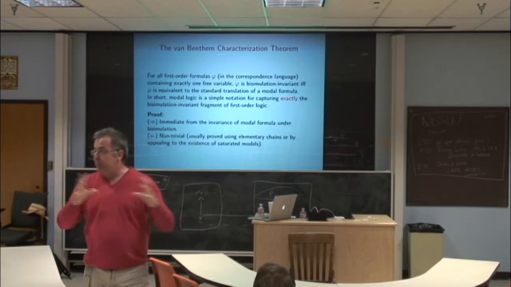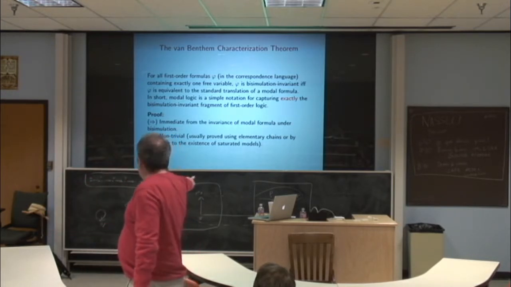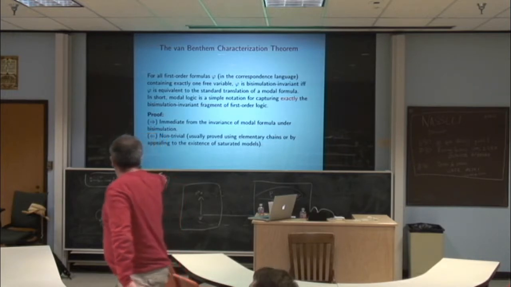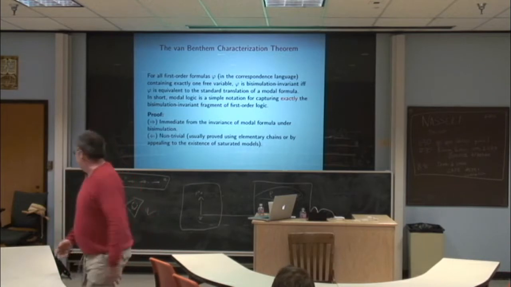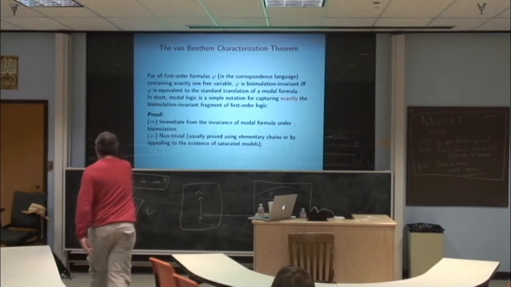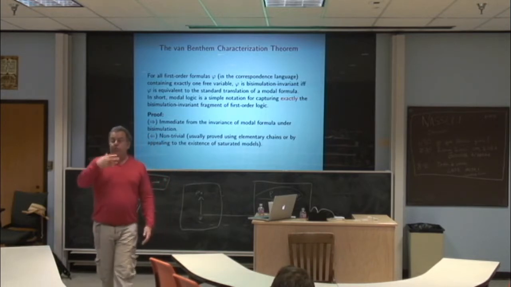To come back to our model, see, I can write down a formula in first order logic that sees the difference between these two. Okay? Because that one has two nodes, that one has three. I can do that in first order logic. Even simpler here, look. I can write down in first order logic the expression for all x, R(x, x).